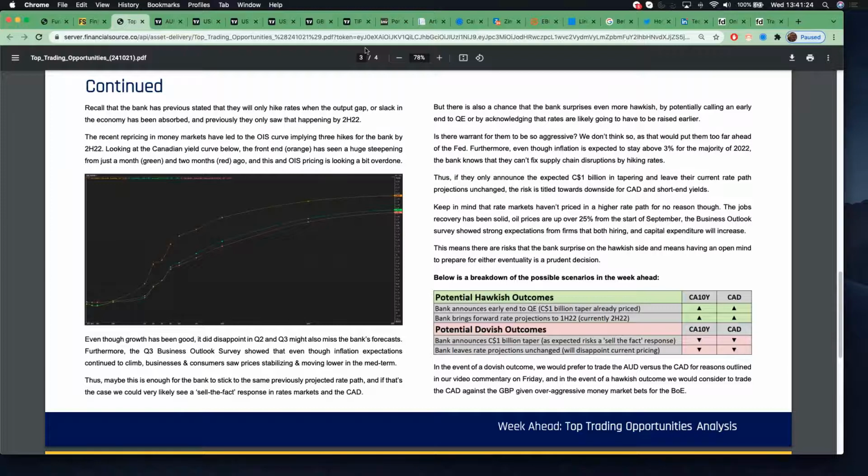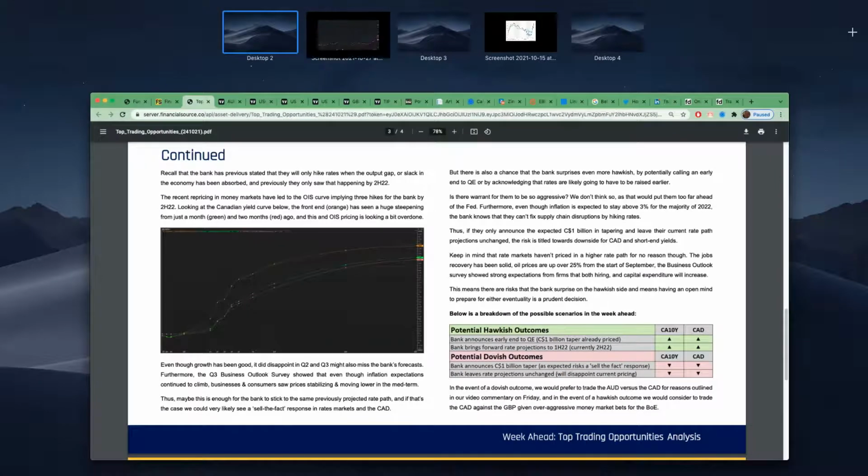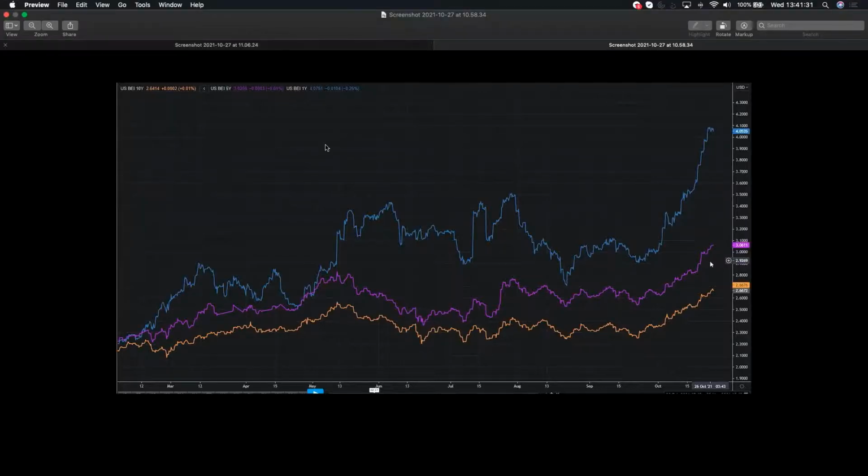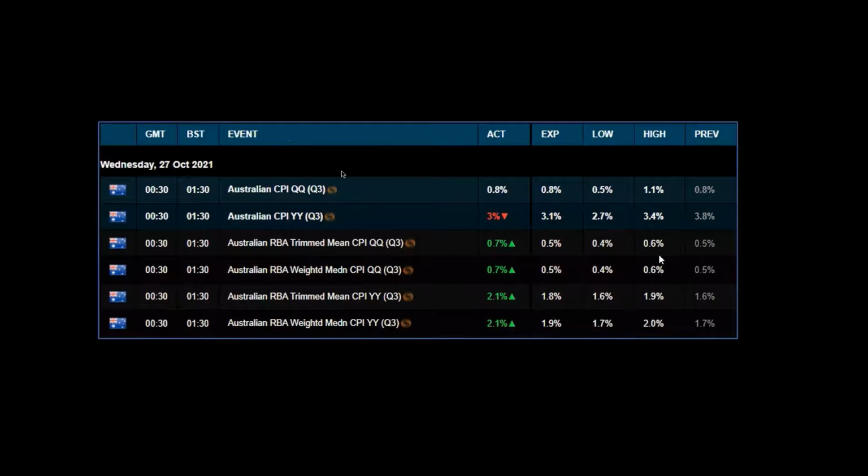And then we might want to look at something like Aussie CAD long. I'll show you why. Risk tone is a bit mixed, so we have to be aware. It's either an Aussie CAD long or a US dollar CAD long. The Australian inflation data came out pretty high last week. Now, the Australian dollar is pretty heavily sold right now.